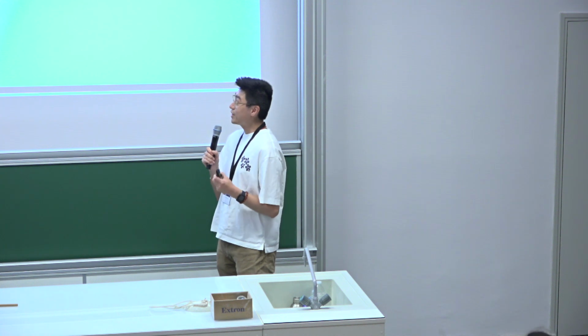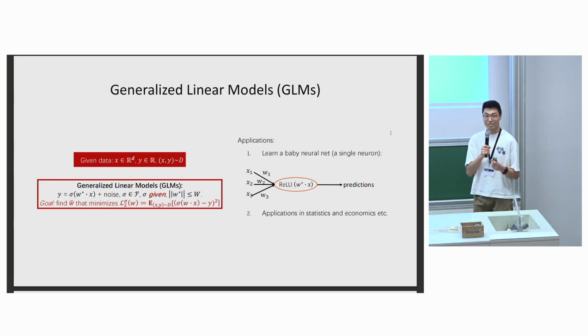So suppose we are given a bunch of data x and y, where x is a d-dimensional feature vector and y is a real label. Generalized linear models assume that the labels can be captured by an activation sigma composed with a linear function, w star times x, plus some noise. Here, under GLMs, we assume that the activation sigma is given a priori and comes from this large activation class big F. And we further assume that this unknown parameter w star has bounded norm. And our goal is to find a vector w hat that minimizes the L2 squared loss.